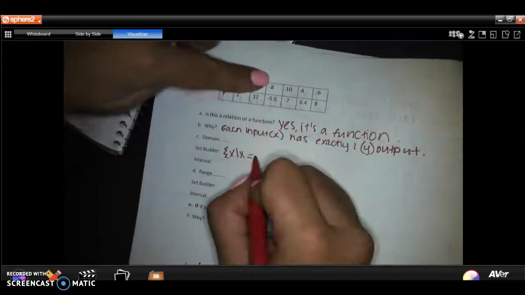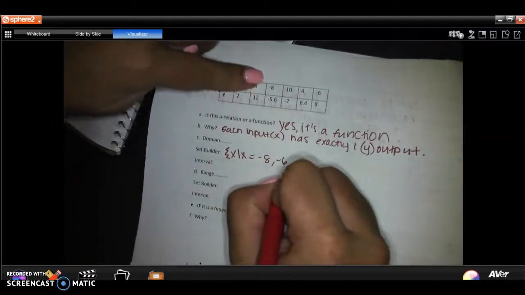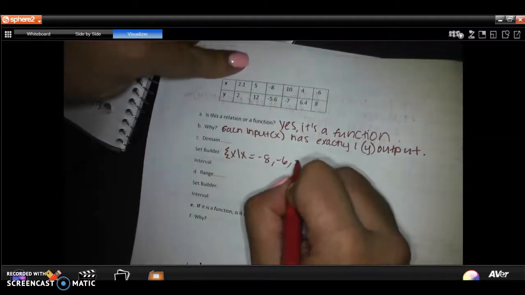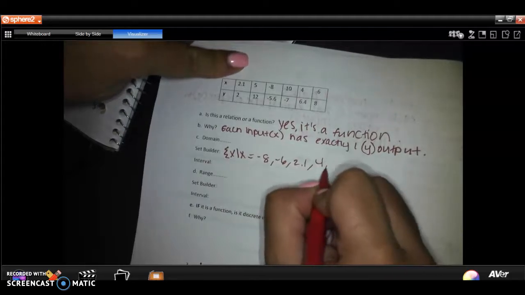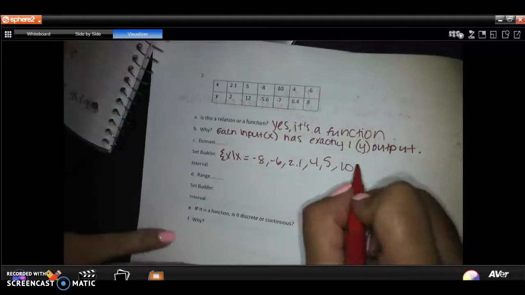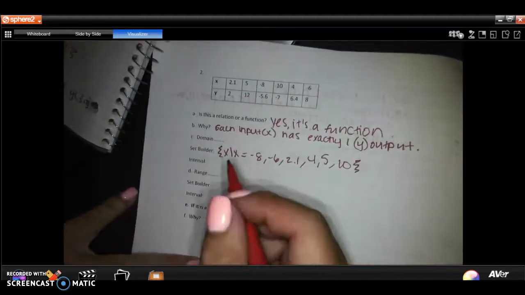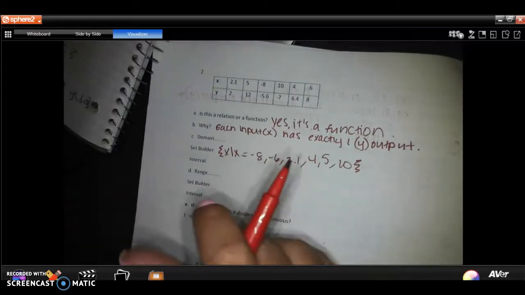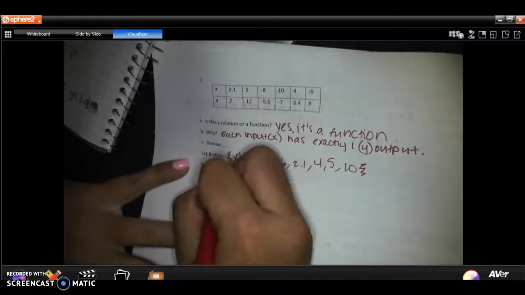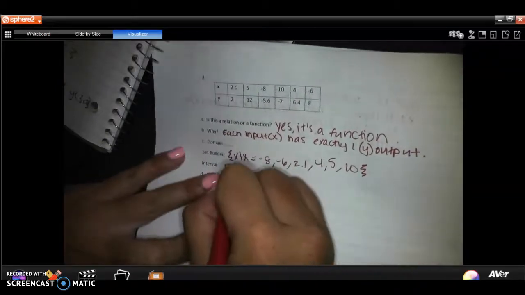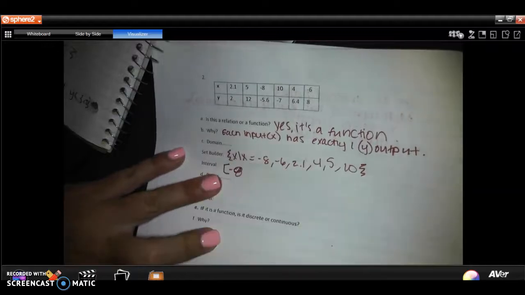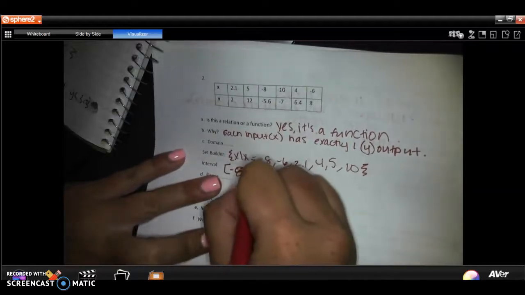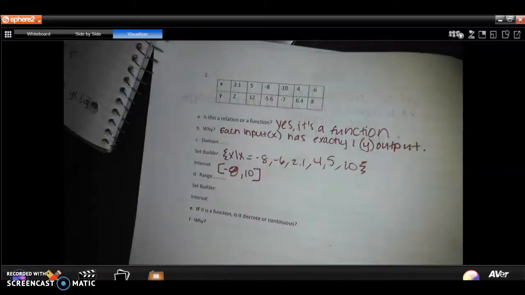So set builder: x such that x is equal to, well, lowest to highest, is equal to -8, -6, it looks like we have a 2.1, a 4, a 5, and a 10 for x. Squiggle. Interval. All right, for this one, they would like to know what is the lowest the number can be. Well, it's going to hit at -8, and the highest it can be is 10. Brackets. We're going to use brackets for that because it's hitting that number.